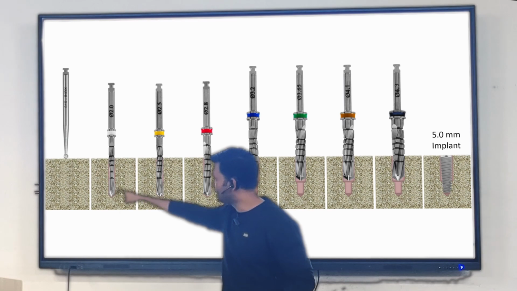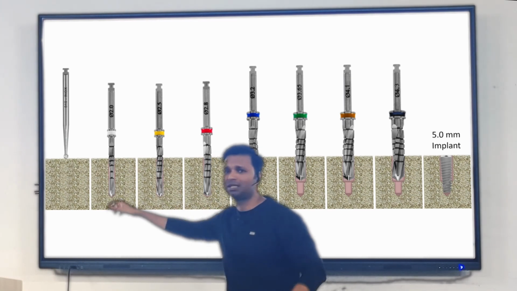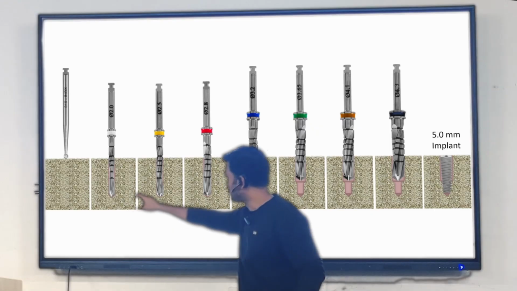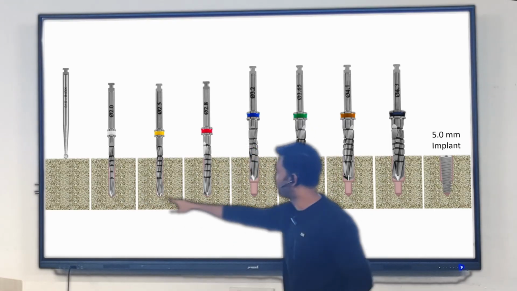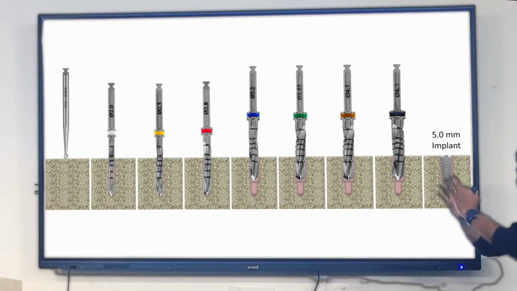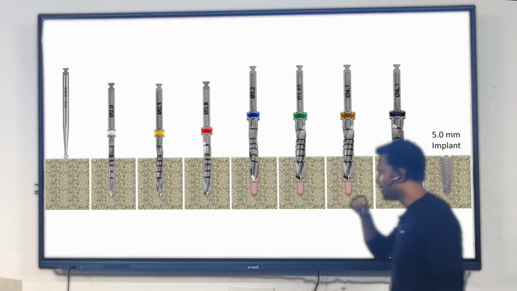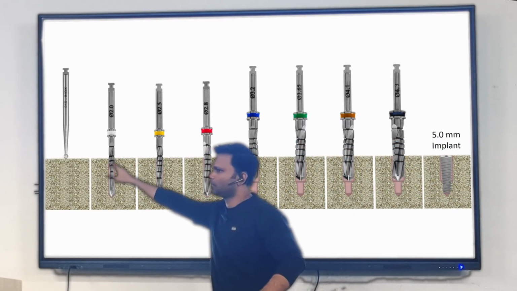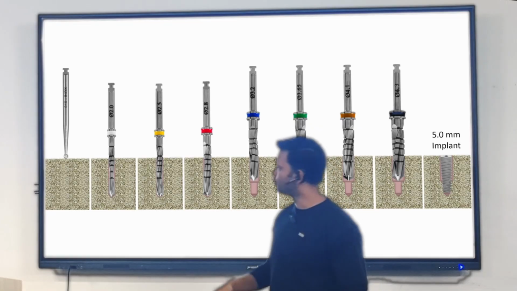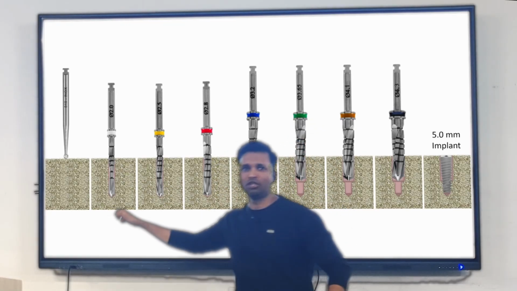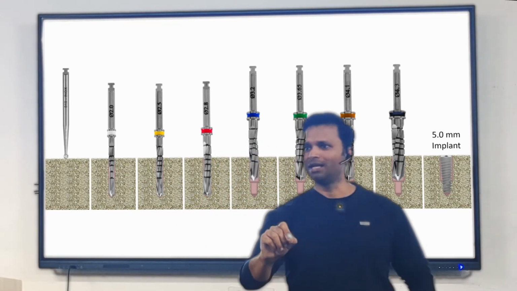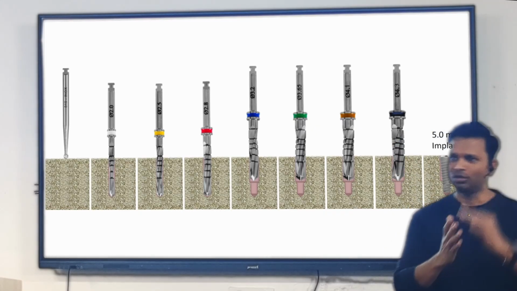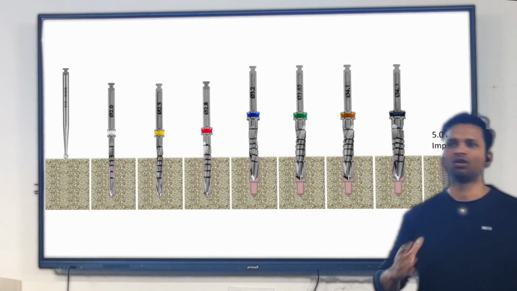Now with the pilot drill we are going to insert the drill to the required length, and beyond the pilot drill we are just going to expand the osteotomy. In all of them you will see the length is the same, we are just increasing the diameter. Another thing, after using the pilot drill, you are going to place the parallel pin inside the osteotomy, and you are going to take a radiograph to check whether the angulation you are going in is correct or not.